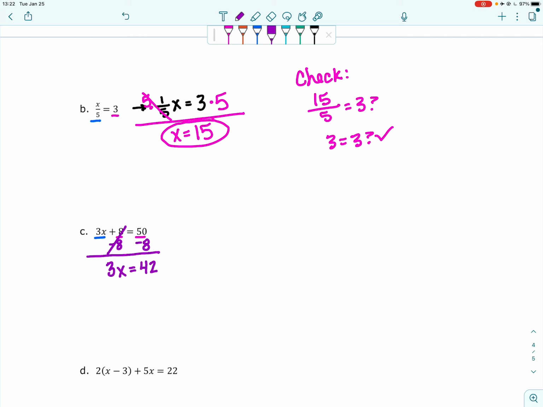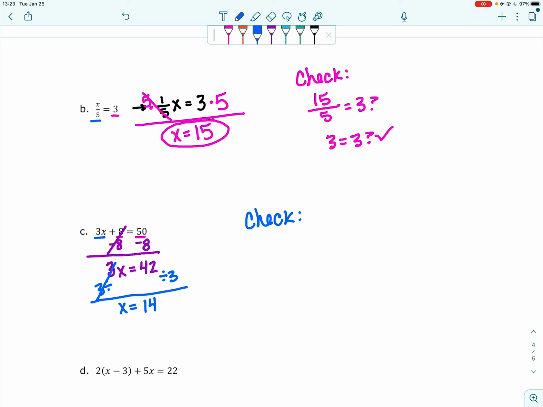Now I have 3x, so the coefficient is 3. I need to make that 1. So to get rid of the 3, I'm going to divide both sides by 3, because 3 divided by 3 would be 1. So these go away, and I'm left with just x. There's only one x, and then 42 divided by 3 is 14.